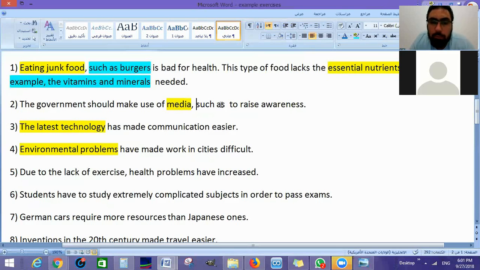Such as, sorry? Print media. I don't know. Television. The phrase print media. Okay, let's just choose television for now. Television to raise awareness. Okay, so this is an example.